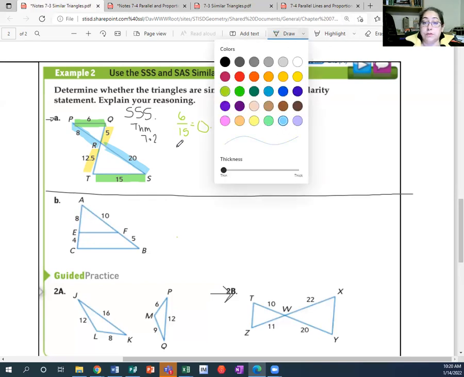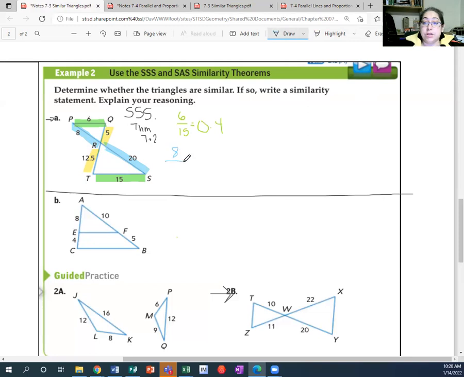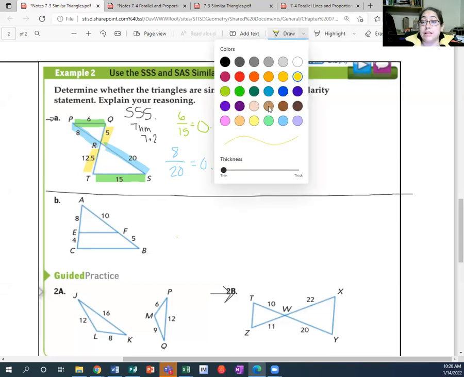All right, I'm going to do the blue sides. So 8 over 20, that's the small triangle information over the big triangle information. I'm going to divide 8 by 20. And when I do that, I get 0.4. It's looking good. I just need the last pair of sides to show congruent.